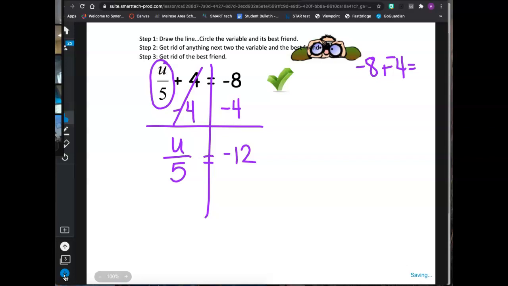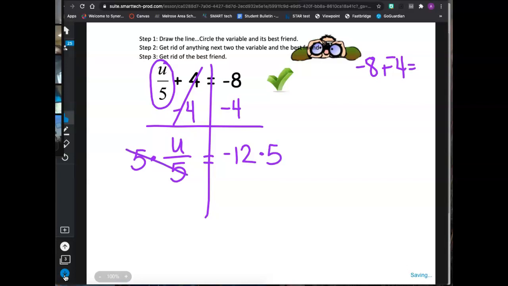Okay, now we've got the variable divided by 5 equals negative 12. Now we have to get the variable by itself. The best friend has to go. How do I get rid of the best friend? How do we get rid of the dividing by 5? Times it by 5. Times both sides by 5. So we're going to multiply by 5 on each side.